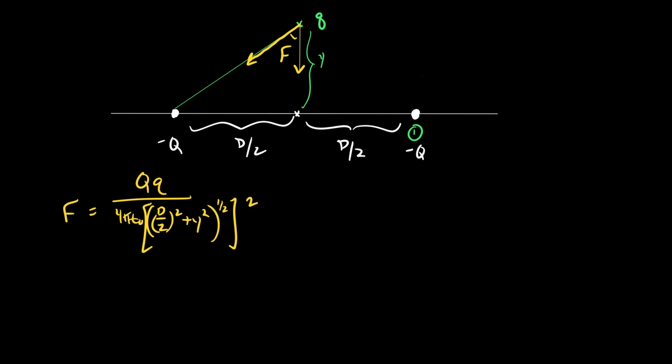But I only want the component that is straight towards the center. So if this is theta, I want the cosine component of theta. And I'm going to have 2 of those. And that'd be the total force. I need to express cosine of theta. So cosine of theta is going to be adjacent over hypotenuse.